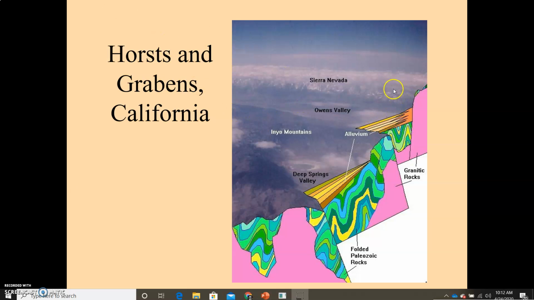So here they're showing you the Sierra Nevada mountains, and you have Owens Valley, which would be a Graben. Then you have the Inyo Mountains here, and then this Deep Springs Valley, where a lot of the sediments accumulate, which would be a Graben, and here is showing you the underlying bedrock.